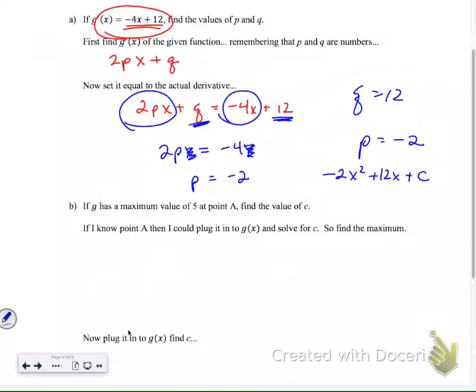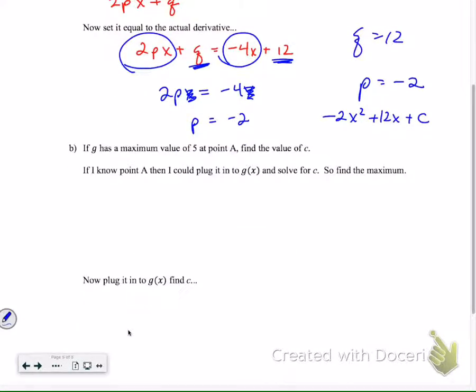Now, if g has a maximum value of 5 at some point a, find the value of c. Okay. Now, if I knew what point a was, then I could find the value of c. Now, remember that your maximum value happens where your derivative is equal to 0. So the maximum value, they're telling me the y value. They're not telling me, though, where the y value happens. So I'm going to go back to my derivative again. G prime of x was equal to negative 4x plus 12. They told me that. I'm going to set that equal to 0 to find out where does it have a maximum value.